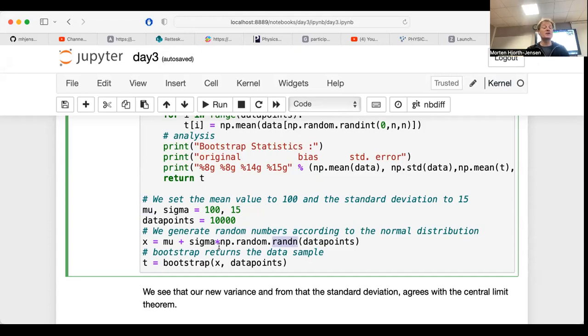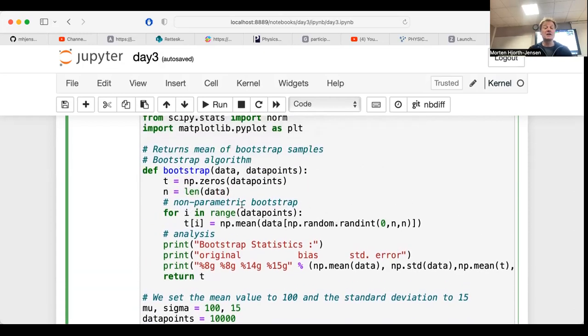So if I redo this 10,000 times, I should get a standard deviation which is 15 divided by the square root of 10,000, if I believe in the central limit theorem. So I should then get 15 divided by 100. And the mean value should stay the same. So each one of these cases here will generate a slightly different mean value. So what I'm going to look at now is the distribution of the mean values, which is actually what is defined by the central limit theorem.